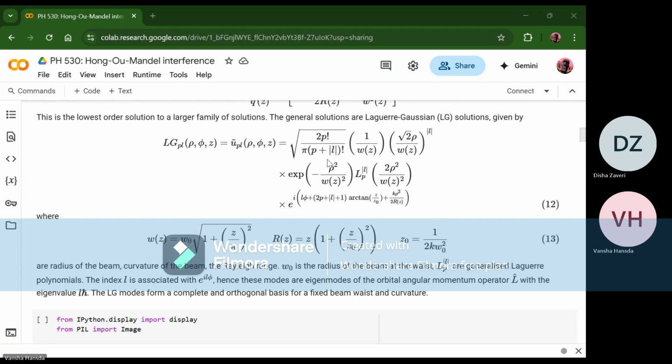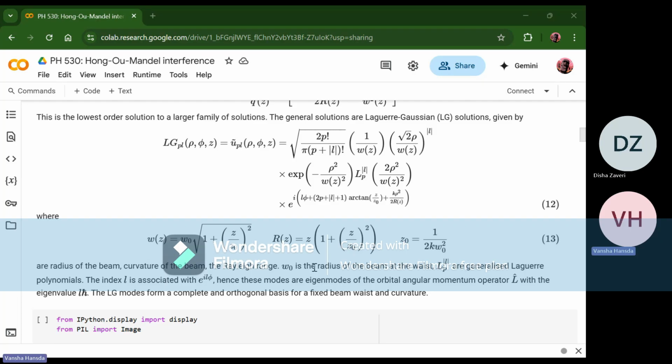So, W(z) is the radius of the beam, and that goes as W naught times the square root of 1 plus (z upon z naught) squared. Radius of curvature also has a similar look, so it goes as z times (1 plus (z upon z naught) squared). We define z naught, called the Rayleigh range, which is 1 upon 2 k W naught squared, and L^l_p are generalized Laguerre polynomials.